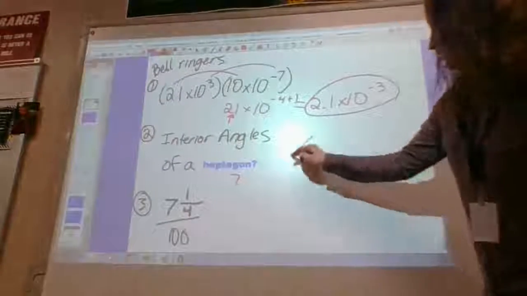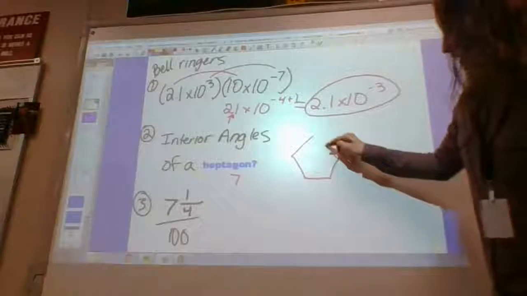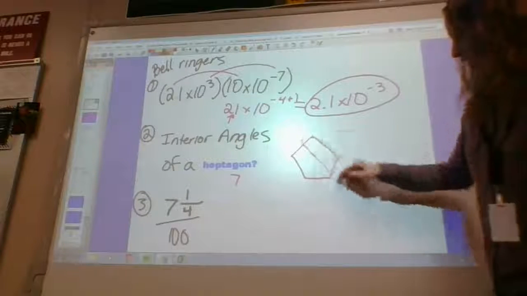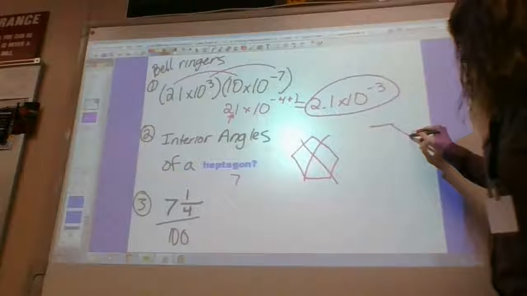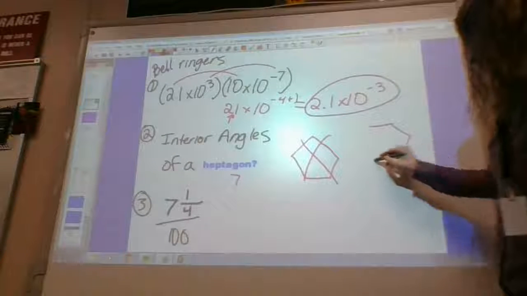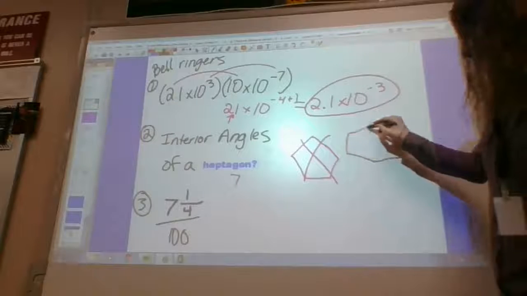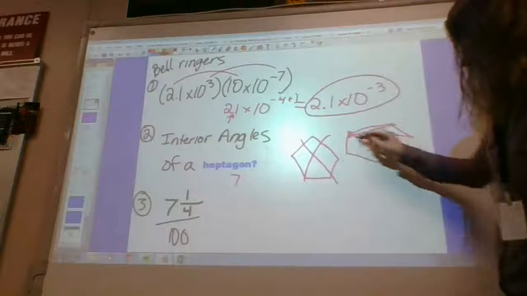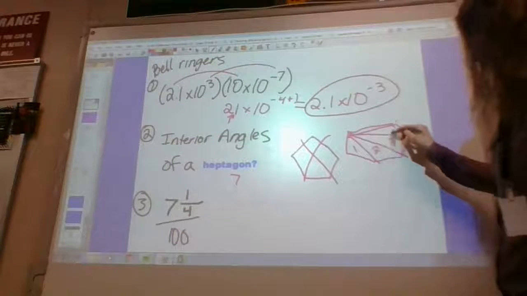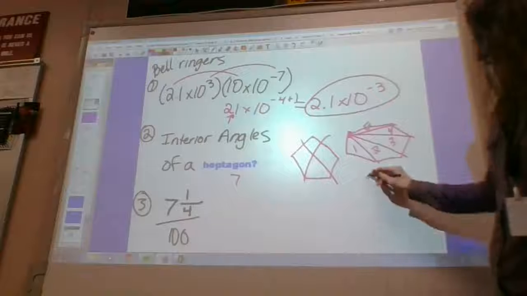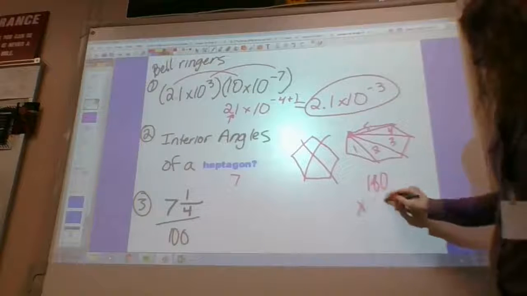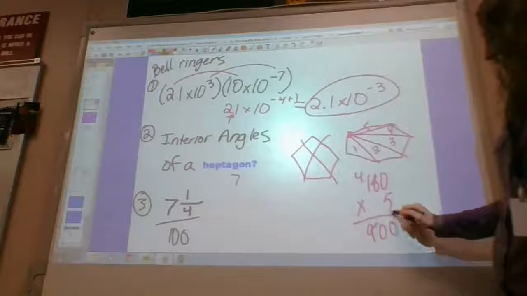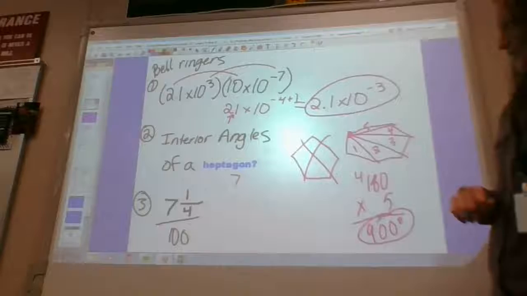The interior angles of a heptagon, hopefully you guys know heptagon means 7. And if you just draw any regular heptagon, that's actually a hexagon, isn't it? That's actually a pentagon. So 1, 2, 3, 4, 5, 6, 7. From one vertex, you could go here, here, here, here. You have 1, 2, 3, 4, 5, and then 180 times 5. It's going to be 900 degrees for all the interior angles.